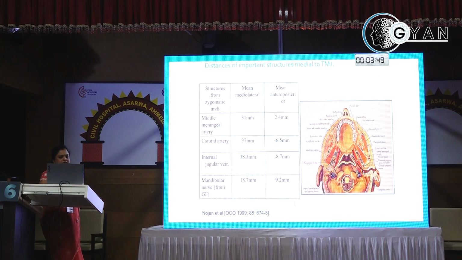So the main thing, this is a very important slide, this talks about the middle meningeal artery in Nonjan et al.'s article, about the mediolateral distance about 31 mm and 2.4 mm anteroposteriorly. Carotid artery is about 37 mm mediolaterally, and again internal jugular 38.3 and mandibular nerve about 18.7. Very important distances that you need to keep in mind.